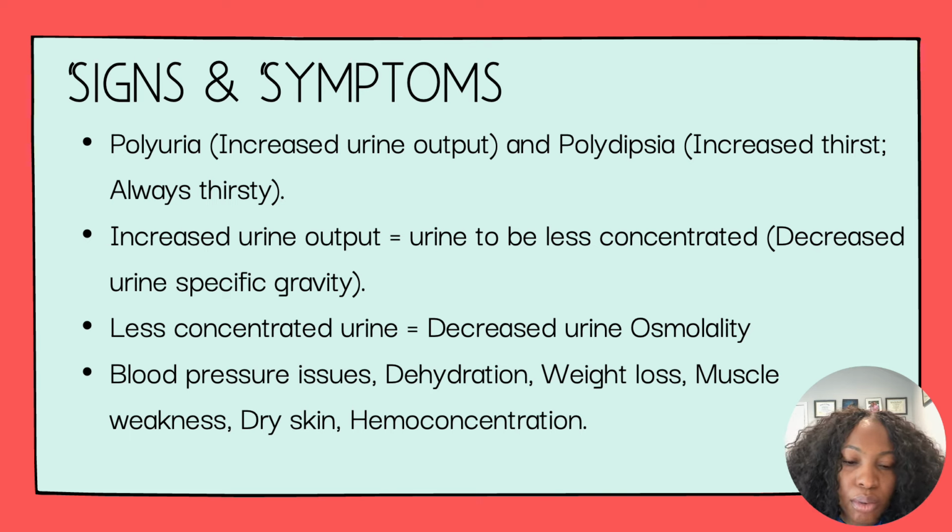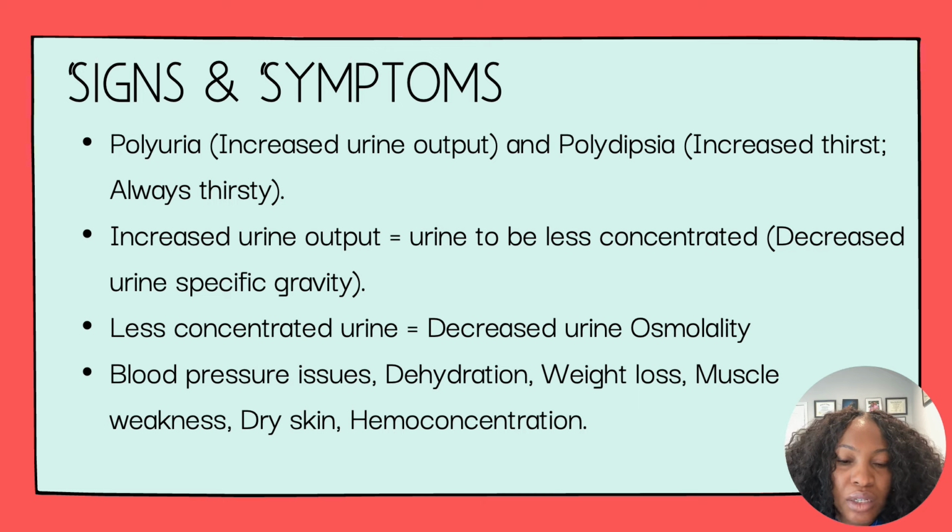So we're saying that the patient is going to have a lot of urine output because there is too little ADH in the body. So one of the signs and symptoms is going to be polyuria, which just means increased urine output. And somebody who's peeing a lot obviously is going to be thirstier than usual. So another sign and symptom is polydipsia, which is increased thirst. The patient is always thirsty.